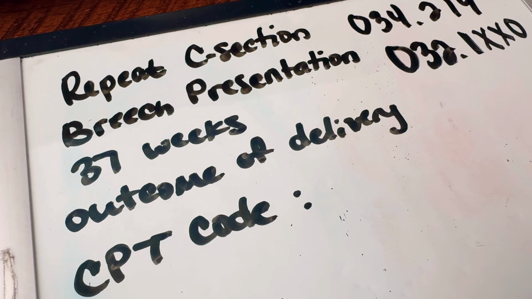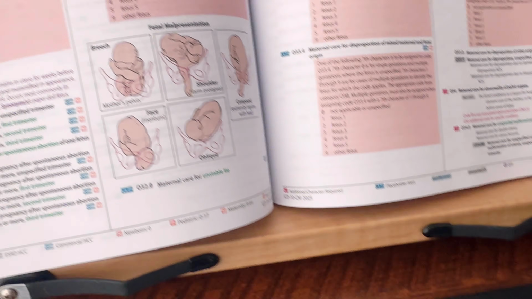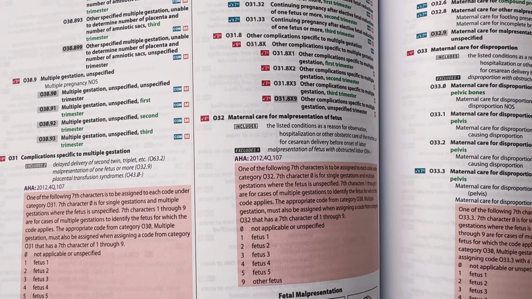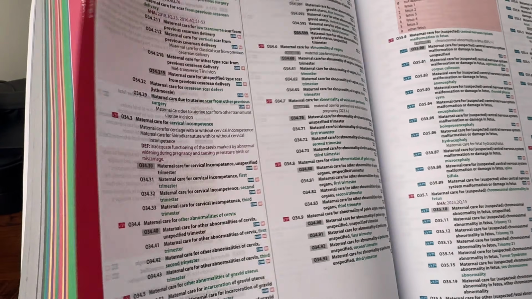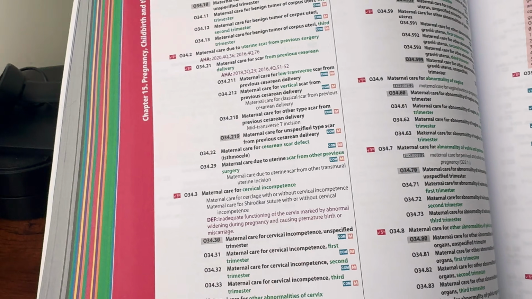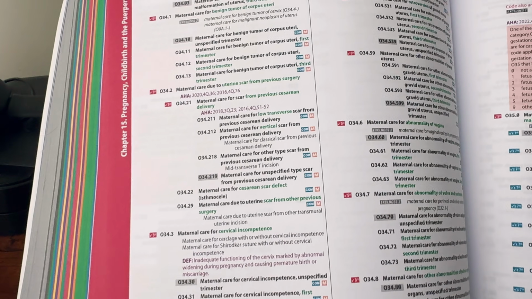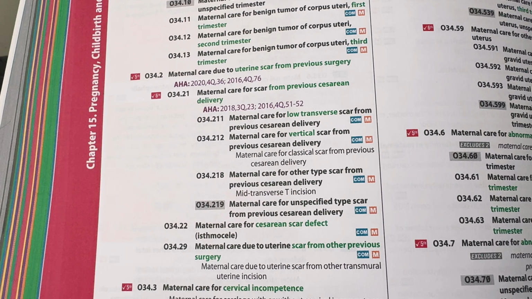Now we are going to go to the index again and look for the 37 weeks of gestation as well as the outcome of the delivery, which was a live-born. So let me flip back to the alphabetic index, and this is what I was talking about. Actually, no, not yet. I forgot. We didn't even look up the repeat C-section. So the repeat C-section was at O34 and then .219.